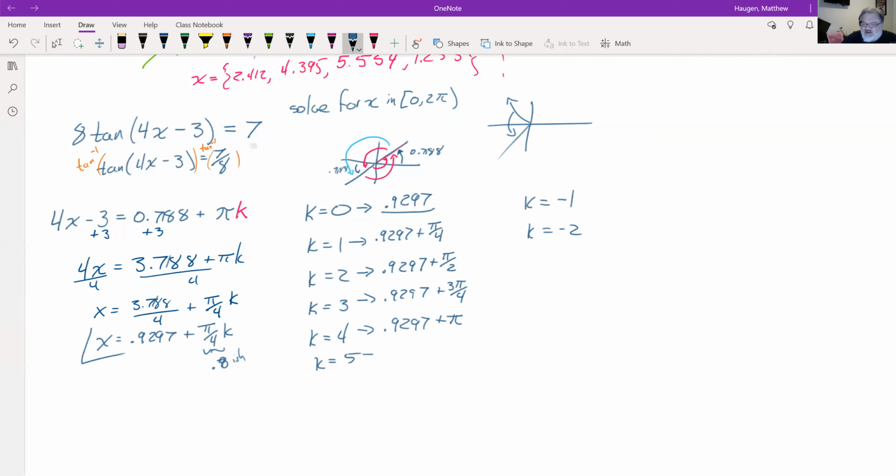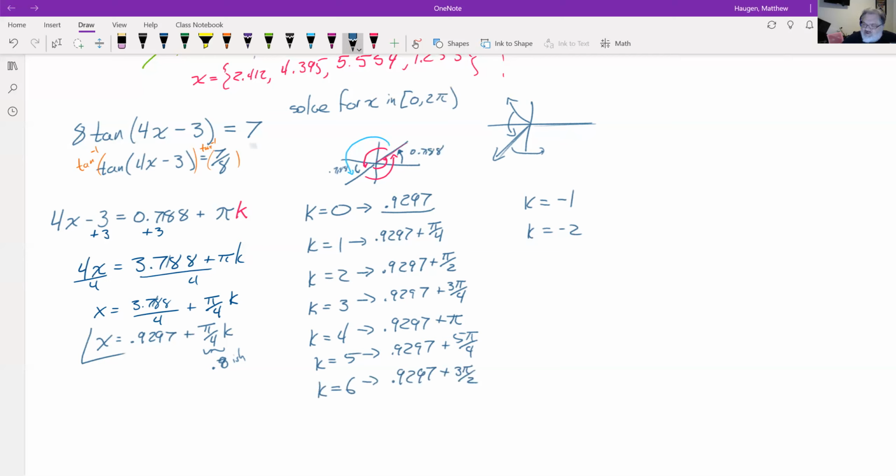K equals 5.9297 plus 5 pi over 4. 5 pi over 4, again, is down here. 1 radian isn't going to get us to 2 pi, so keep going. That's 6.9297 plus 3 pi over 2, or 6 pi over 4, so 3 pi over 2.